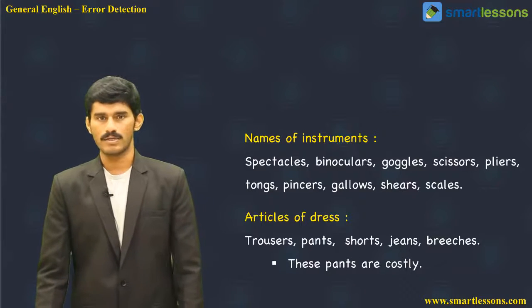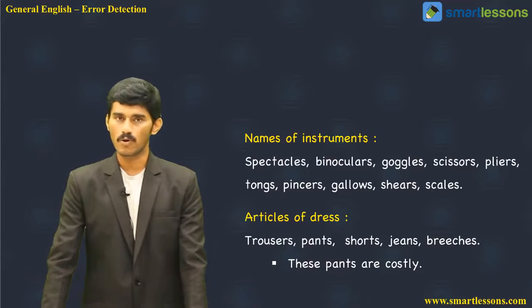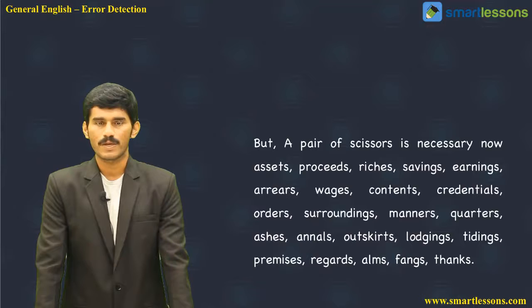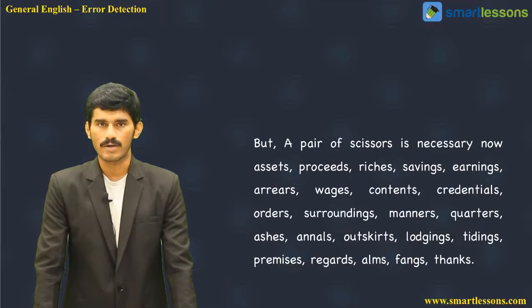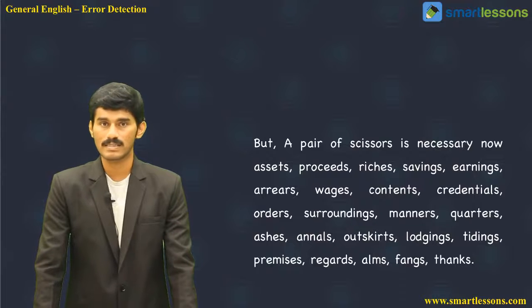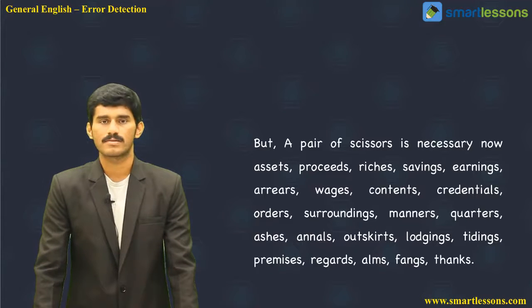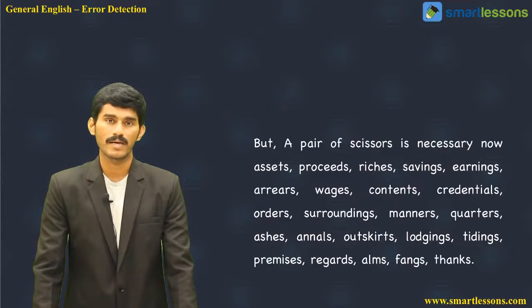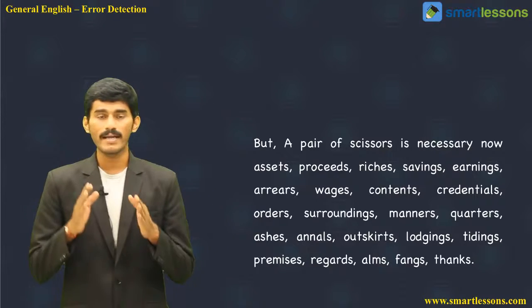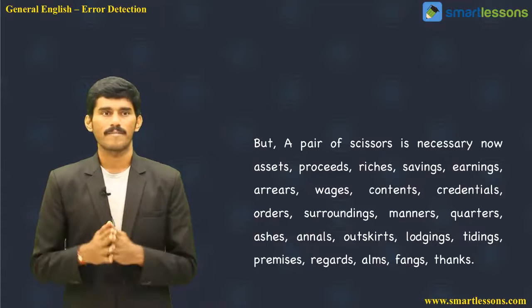And are costly, don't say is costly. Use plural verbs, use plural adjectives before them. But if you want to make them singular, you can add the word pair. You can make them singular. A pair of scissors is. A pair, it becomes singular. A pair of scissors is necessary now. So by adding a pair, you are making it singular.